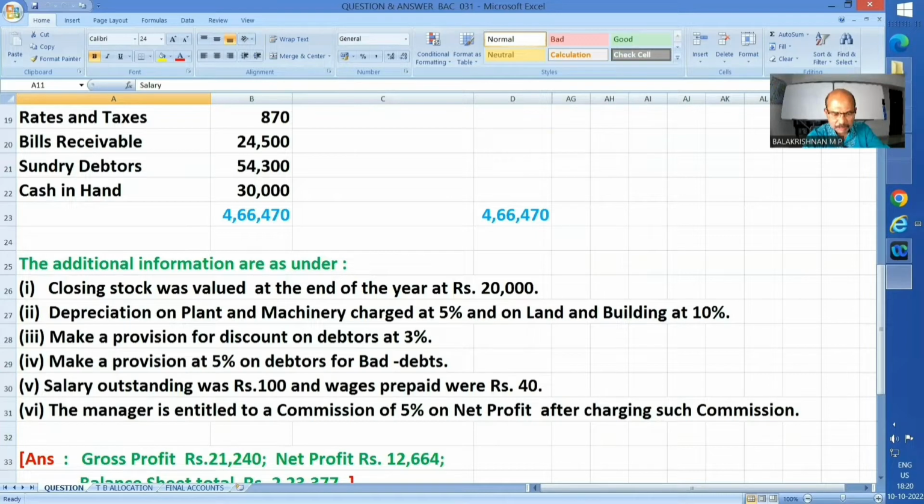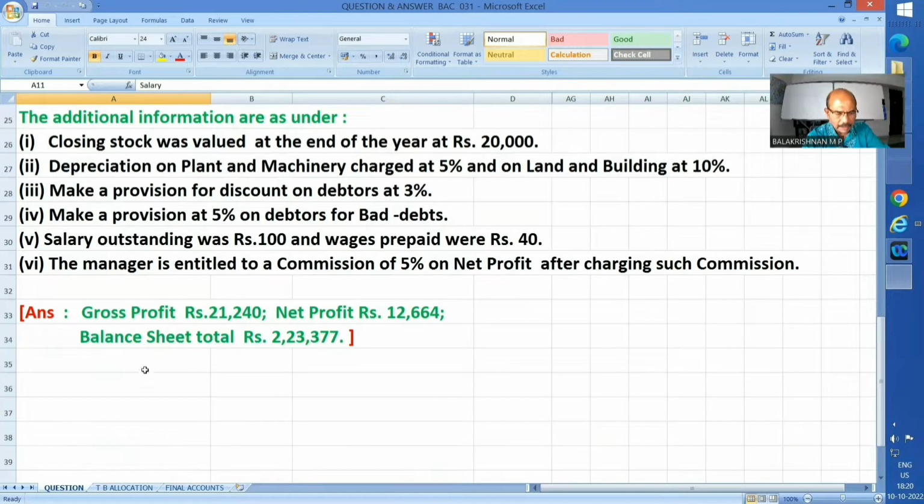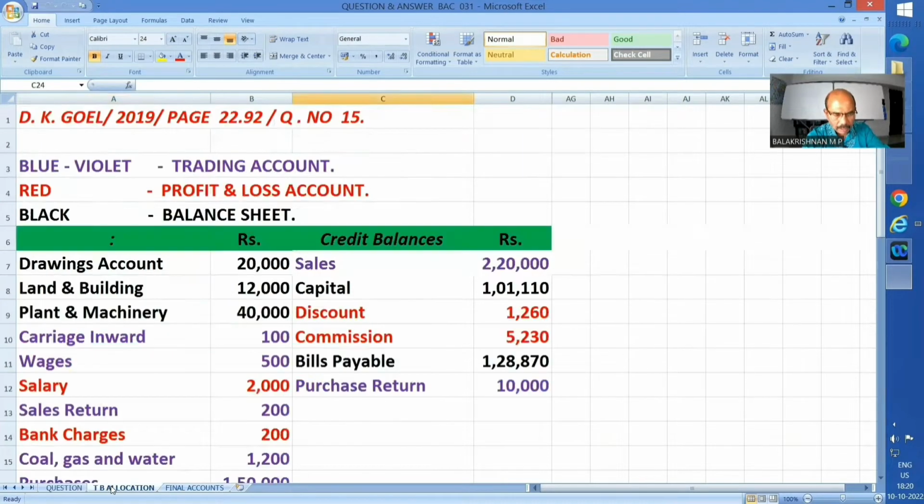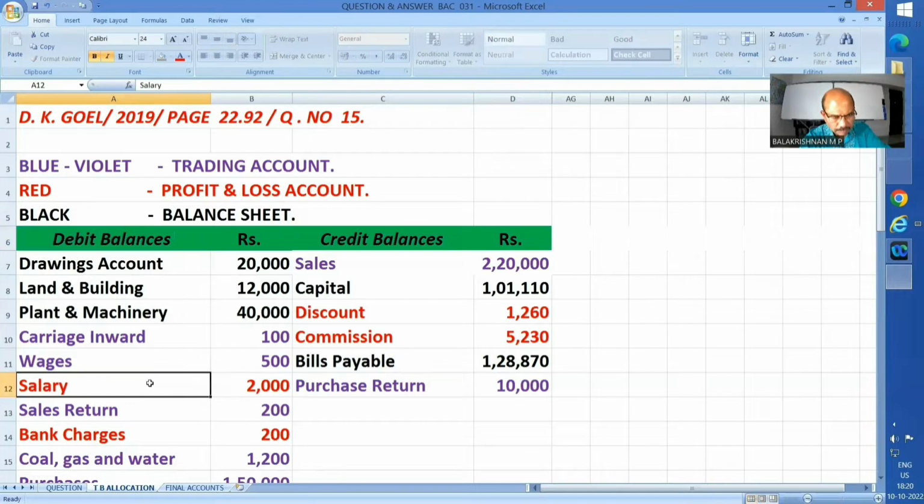Well, these are plain adjustments. Then I will explain. I had arrived at these answers with comprehensive explanation. First, as usual, I am allocating the various items that have been given in the trial balance. As usual, blue, violet, trading account items; red one, profit and loss account items; black one, balance sheet items.